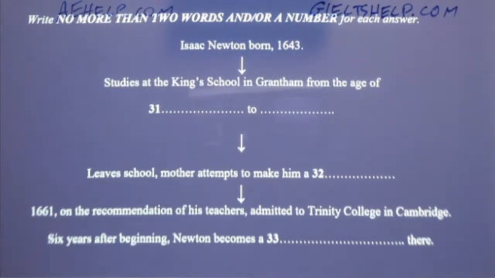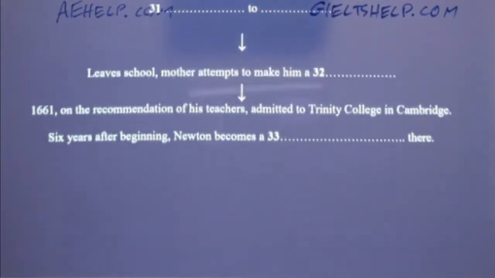Isaac Newton was born in England in 1643. He studied at the King's School in Grantham from age 12 to 17. After leaving school, his mother tried to make him into a farmer, but that was not going to be sufficient for young Isaac. A year later, in 1661, on the recommendation of one of his teachers at the King's School in Grantham, Newton was admitted to Trinity College in Cambridge, where he eventually became a teacher 6 years later.